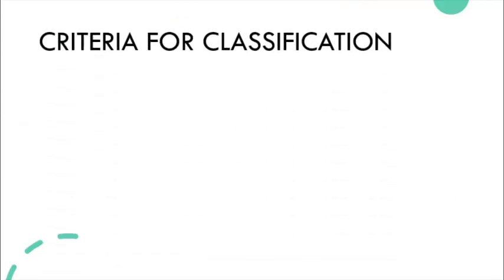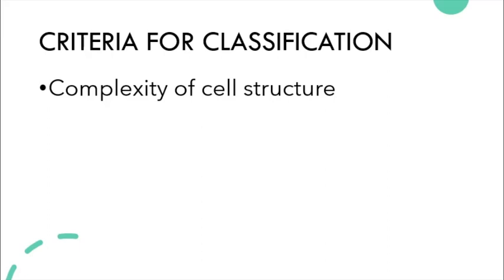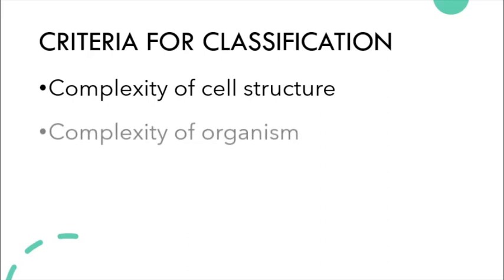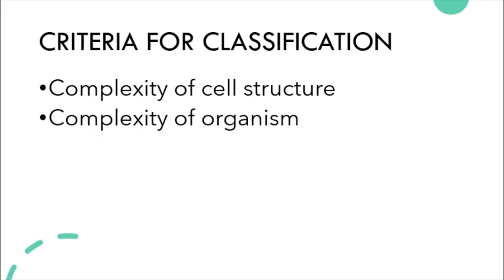Now, for classification of organisms, Robert Harding Whittaker considered a few criteria. These criteria include complexity of cell structure, that is whether the cell is a prokaryotic cell or a eukaryotic cell. Second was complexity of organism, whether the organism is unicellular or multicellular. Next was the mode of nutrition, whether it is autotrophic, which can prepare their own food, heterotrophic, which cannot prepare their own food and depends on others for food, or saprophytic, that is they absorb from the dead organism.